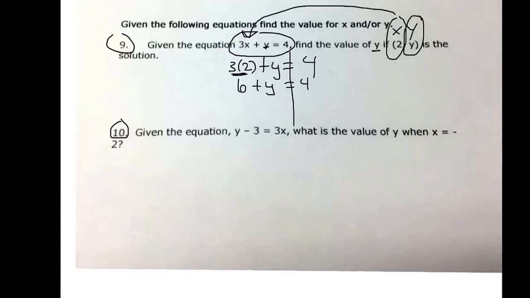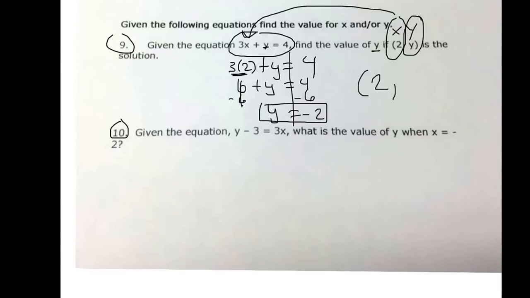I'm trying to get y by itself, so I got to get rid of that 6. So subtract 6 from both sides. That cancels, and y equals 4 minus 6 is -2. Okay? So that means that 2 goes with negative 2. That 2 comes from there. The answer we got goes right there.